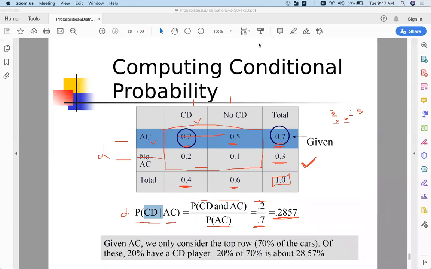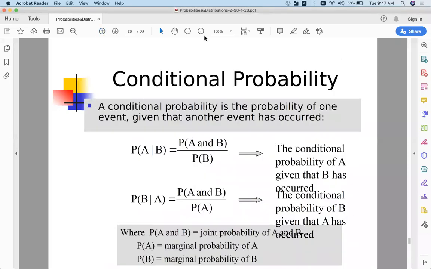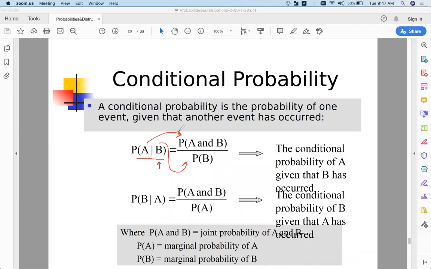If you're like, Mani, I don't want to build this table, it is even more confusing, then just go by the formula. What is the formula? The probability of A given that B has occurred is given by, so this B will come in the denominator, and what will come in the numerator? P of A and B.